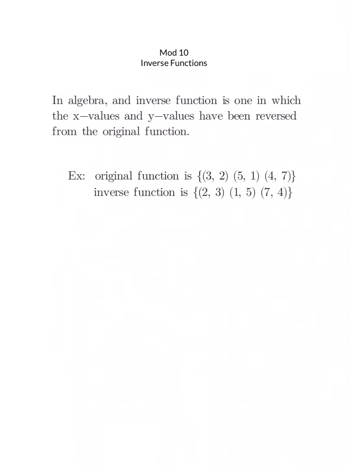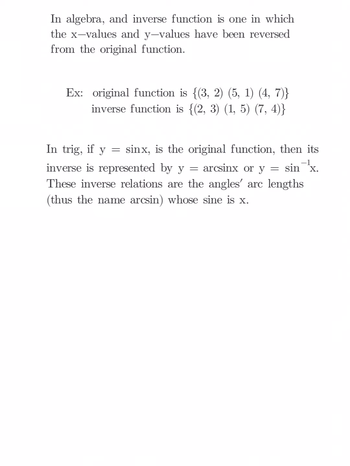In trig, if y equals sine of x is the original function, then its inverse is represented by y equals arcsine of x, or y equals sine with the -1 exponent of x. These mean the same things. We actually say the sine with the -1 exponent as inverse sine. These inverse relations are the angles' arc lengths. That's why we get the name arcsine, whose sine equals x.